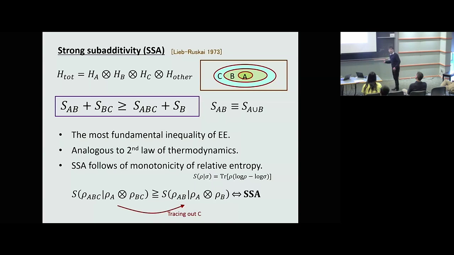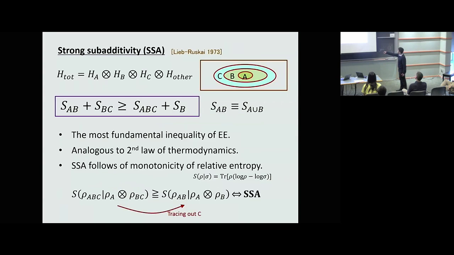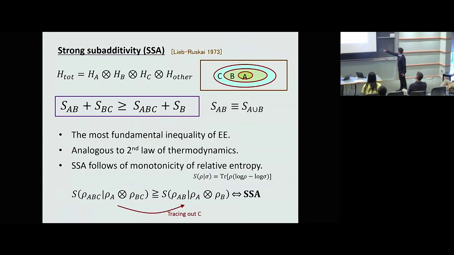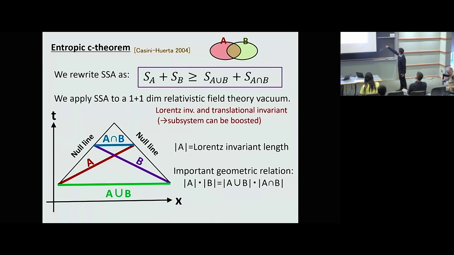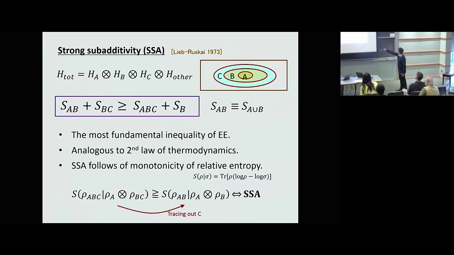A main part of my talk is to use this strong subadditivity and apply it to many different setups in quantum field theory. Here, first, let me start with the Casini-Huerta proof of the entropic C-theorem. This starts from strong subadditivity, but let's rewrite it in the following form. I rename AB to be A, and BC to be B, so that A and B have some overlap region. This is the overlap, this is the union, and the sum of these is at least S_ABC plus S_B.